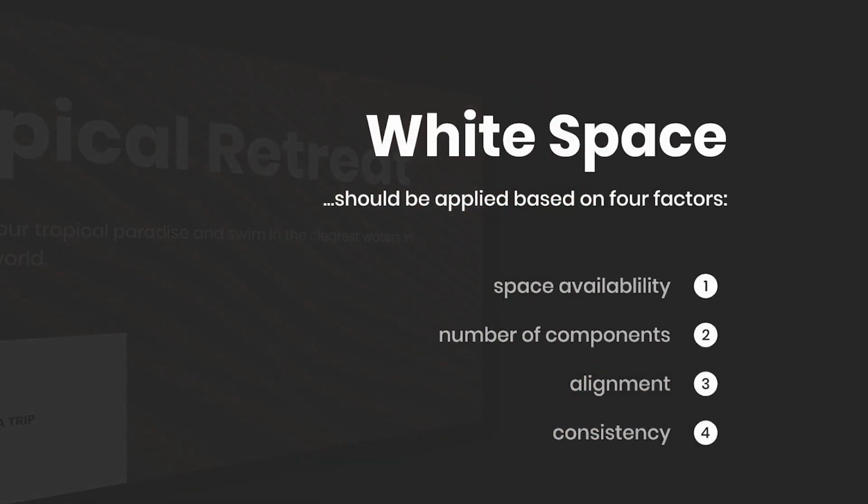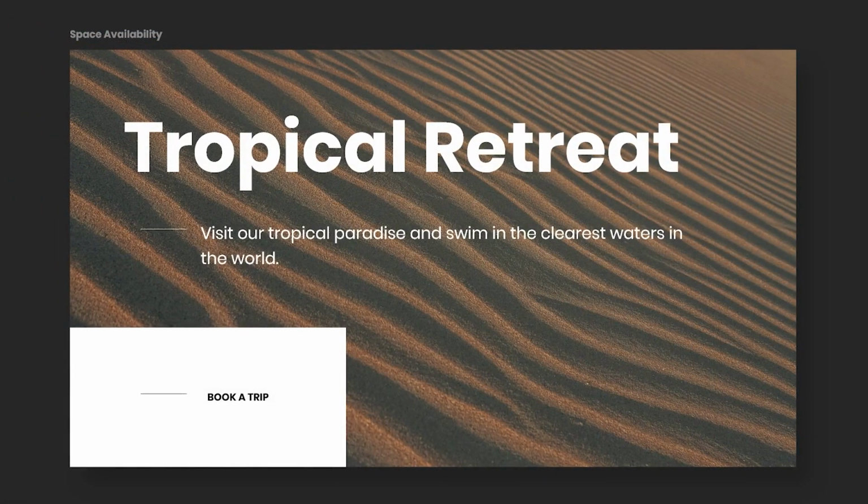All right, so how do you apply white space? Well, there are 4 considerations: your space availability, the number of components, alignment, and consistency. Let's take a look at each one of these in relation to the design that we're looking at. Our space availability really depends on several different factors.